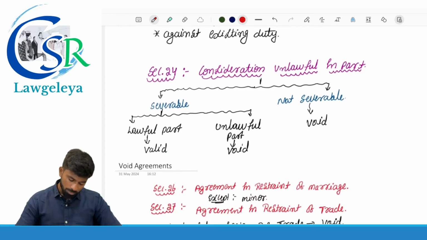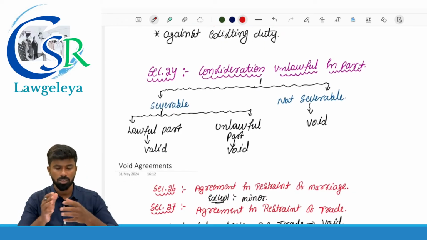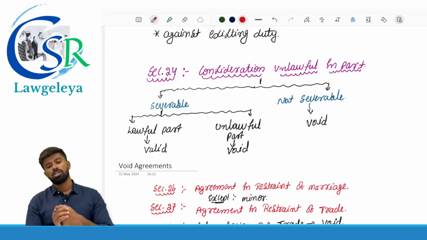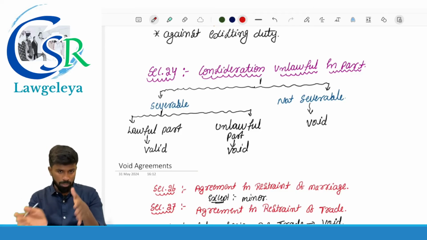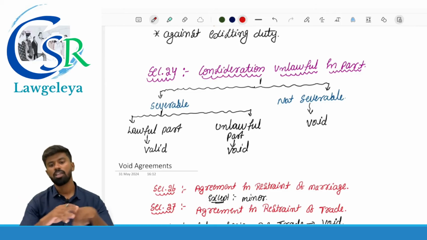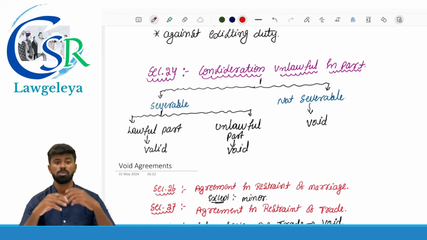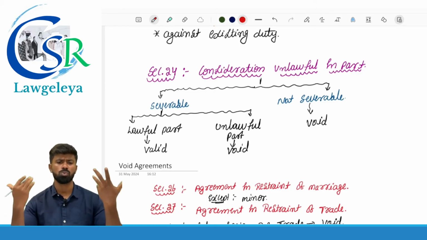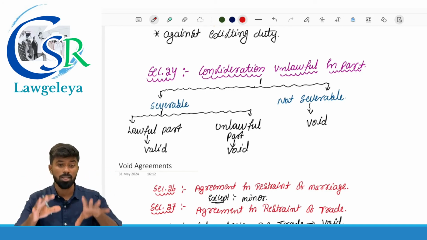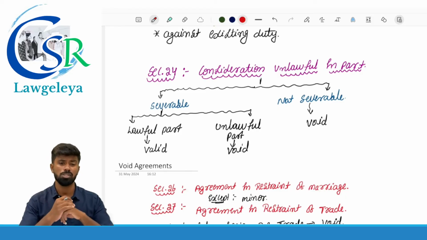Section number 24, consideration or object unlawful in part. If there is a contract in which part of the consideration is lawful and part is unlawful, and if it is possible to separate, the lawful part is valid, the unlawful part is void. If it is not severable, if it is not possible to separate, the entire agreement is void, not enforceable by law. So these are the cases in which the object is considered as unlawful.